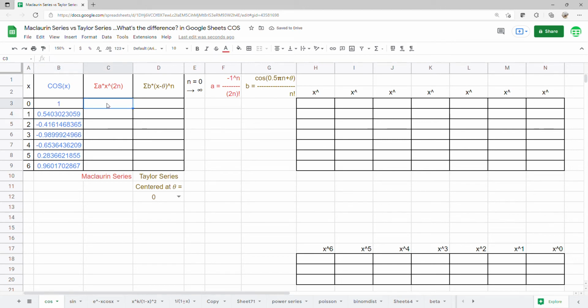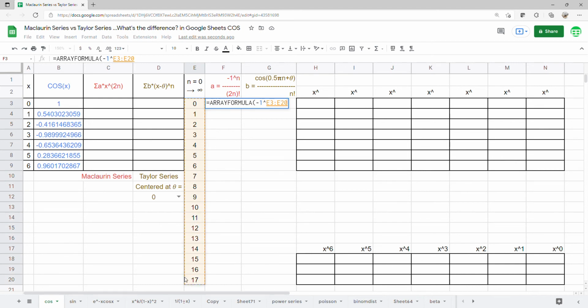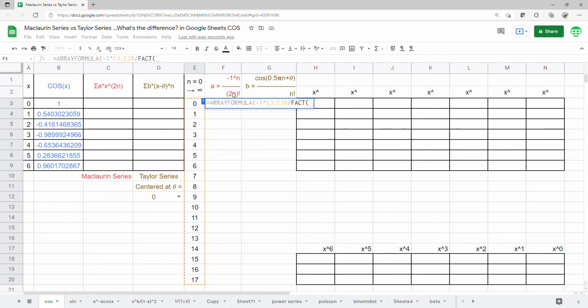The Maclaurin series for cosine is the summation of a times x to the power 2n, where n is from 0 to infinity. 17 is good enough. And the value of a, the coefficient a, which is the expansion coefficient, is equal to ARRAYFORMULA minus 1 raised to the power n, divided by factorial, this is 2n, so 2 times n.